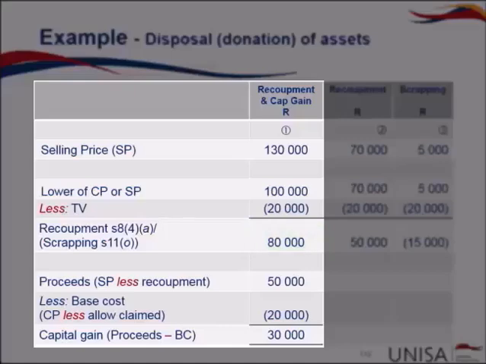We will also need to work out a capital gain. The proceeds will be the selling price of 130 less the recoupment, so less amounts that are already included in gross income. So 130 less the 80,000 is going to give us 50,000. From that, we are going to deduct the base costs, which is going to be the difference between the cost price of 100,000 less the allowances that we have already claimed. 20,000 will then be our base cost, so the 100,000 less the 80,000 that we already claimed. Therefore, we will have a capital gain of 30,000.